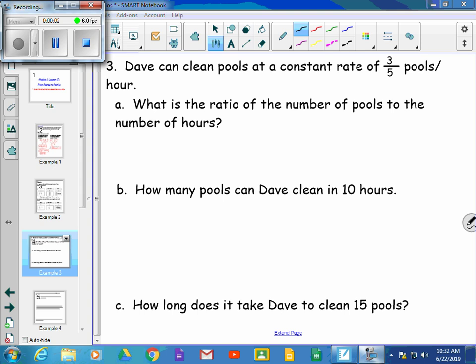Now let's take a look at example number 3. Dave can clean pools at a constant rate of 3/5 pool per hour. The first question, what is the ratio of the number of pools to the number of hours?